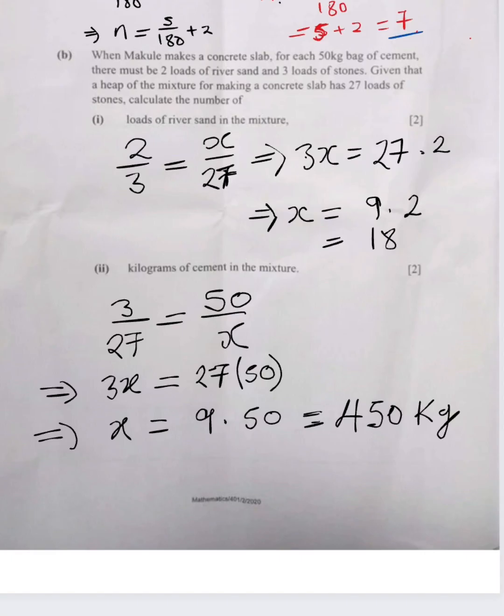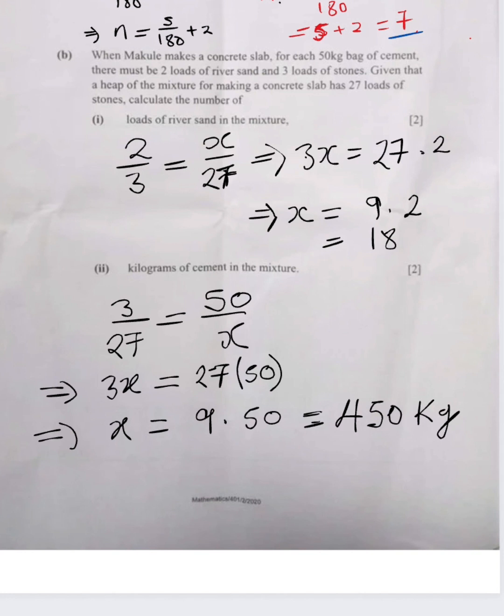Okay? But B says when Mukule makes a concrete slab, for each 50 kg bag of cement, there must be 2 loads of river sand and 3 loads of stones. Now, given that a heap of mixture for making a concrete slab has 27 loads of stones, calculate the number of loads of river sand in the mixture and kilograms of cement in the mixture. Now, the first thing is to understand this.